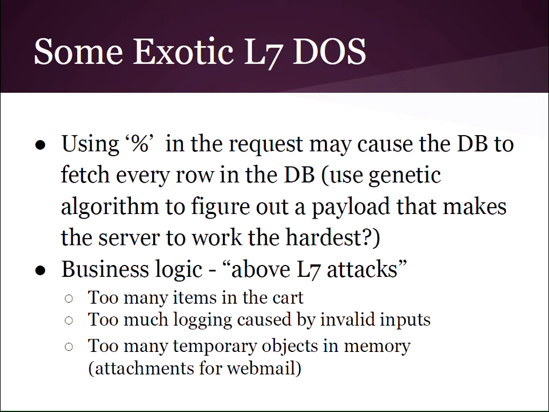We'll throw it back. So some exotic layer 7 DOS methods are, as we talked before, the DB wildcard abuse. And imagine that with a genetic algorithm that figures out which payloads or which wildcards get more server stress. Those could be very interesting and exotic types of stress.